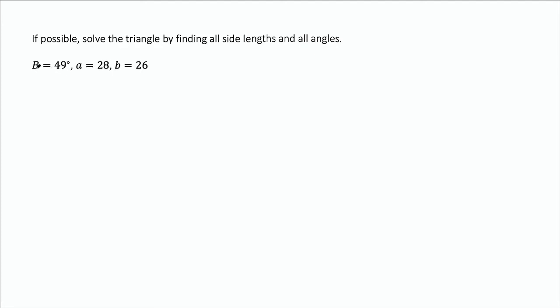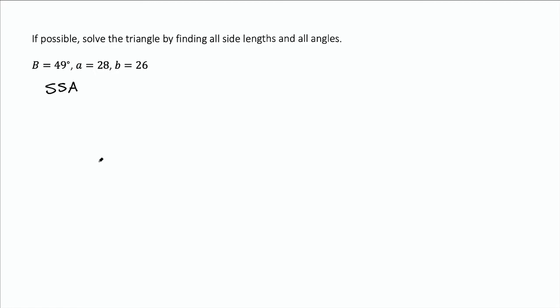We have here an angle and two sides of a triangle given, and one of the sides is opposite that angle. And so this is the configuration side-side-angle, which is the ambiguous case of the law of sines. Let's draw a picture of what we have.